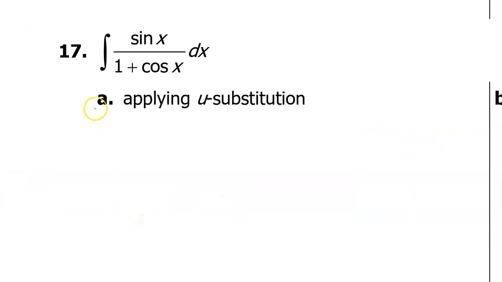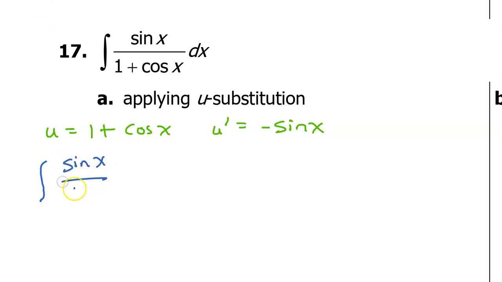All right, let's attack number 17, part A, applying U substitution. We will let U equal the whole denominator, 1 plus cosine x. That means that U prime will equal negative sine x. Let's see what happens when we do the substitution. We will have the integral of sine x over u. Instead of dx, we will write du over u prime, which is negative sine x.